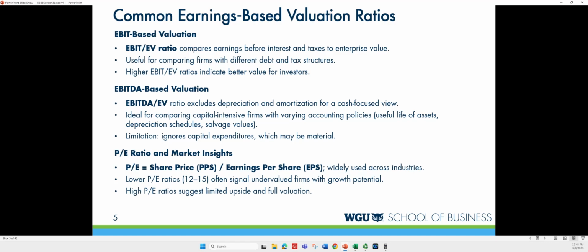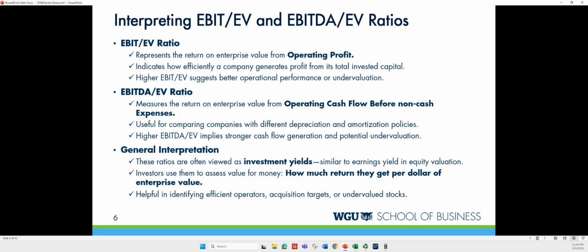And this is widely used across industries. And so lower price earnings ratios in the range of 12 to 15 often indicate that the firms are undervalued and have growth potential. And then high PE ratios suggest that there's limited upside, meaning there's really not a whole lot of room for the investor to cash in on something that other folks aren't aware of. It's kind of a commonly known entity that everybody wants to invest in. And so they're at full valuation. They're typically very highly priced stocks. So interpreting these ratios is important.